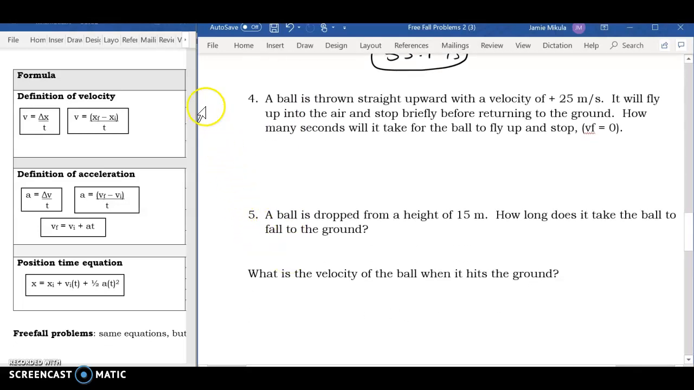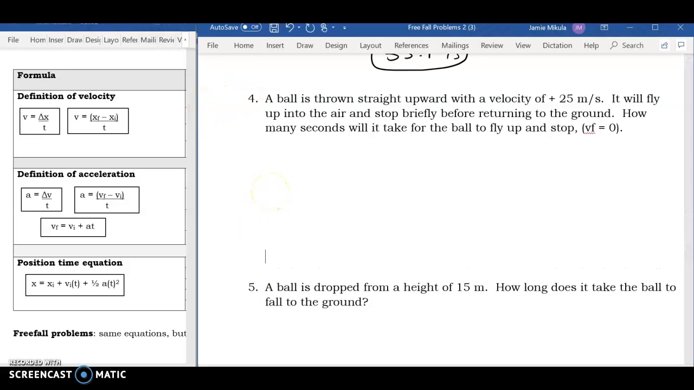Number 4 says a ball is thrown straight up with a velocity. Okay, so now we're not dropping it anymore. Now we're throwing it up into the air. So the different things start to change a little bit here. So we give it an initial velocity of 25. So this time VI is not 0. It is 25 meters per second. It will fly up into the air and stop briefly. That means the final velocity at the top of its path is 0 meters per second. He lists that right there.